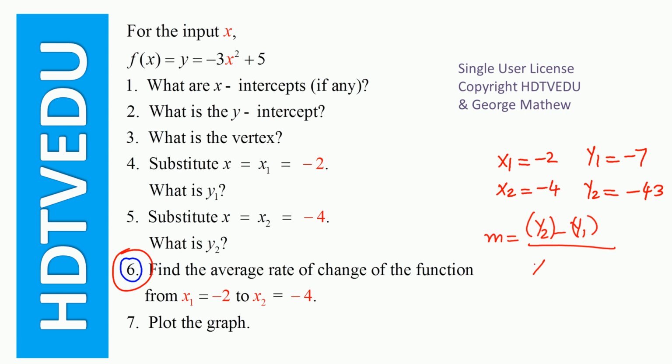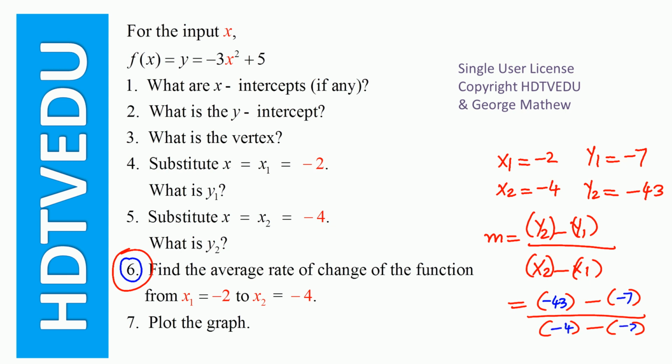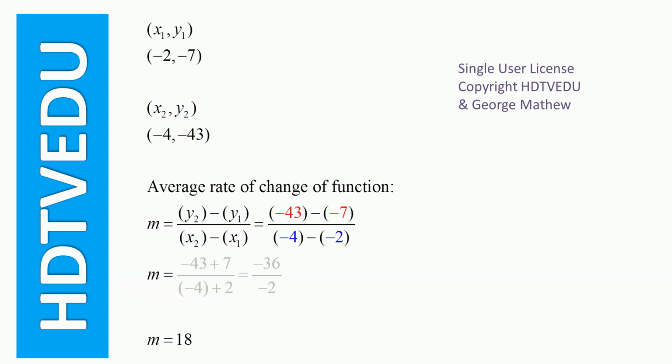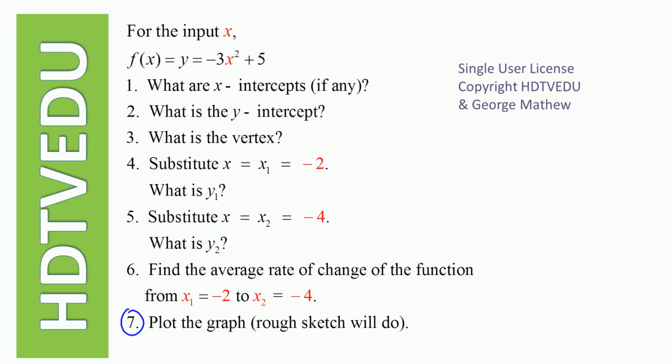So what is our average rate of change of the function? It is y2 minus y1 over x2 minus x1. What is y2? y2 is negative 43. What is y1? Negative 7. What is x2? Negative 4. And what is x1? Negative 2. So that is what I did here. So you have x1, y1, x2, y2, y2 minus y1 over x2 minus x1, and I get positive 18 as my slope. All right. So we are done with 1 through 6.